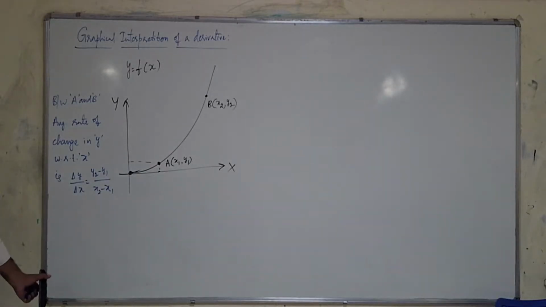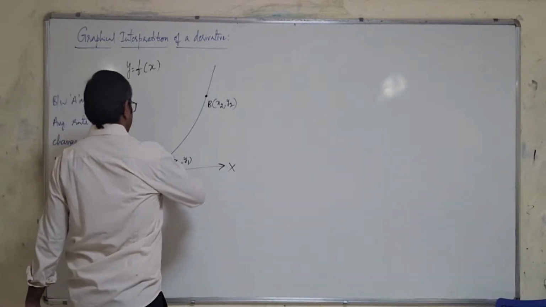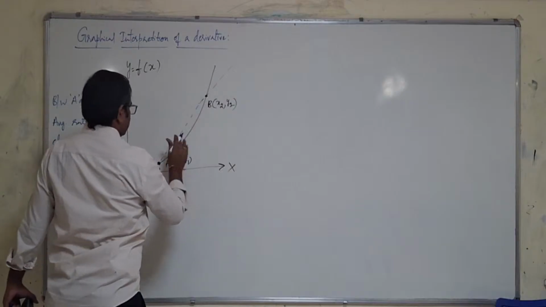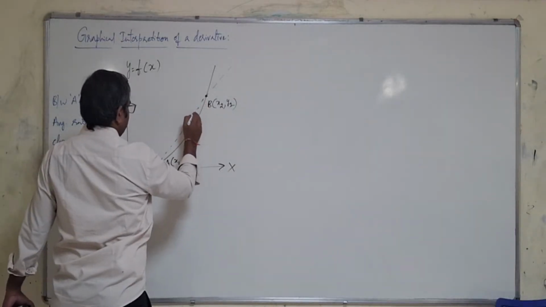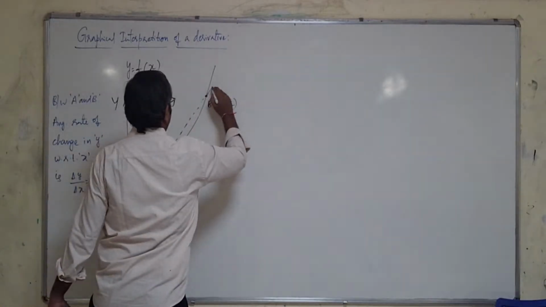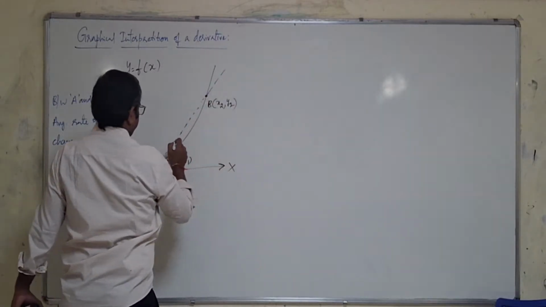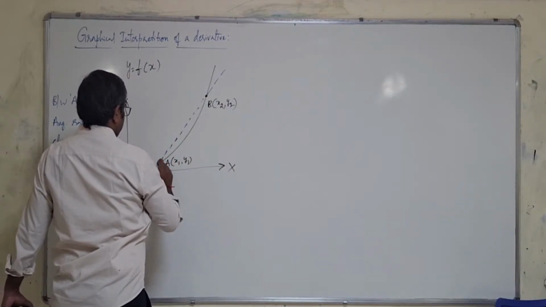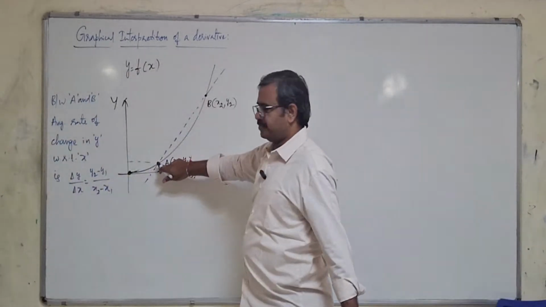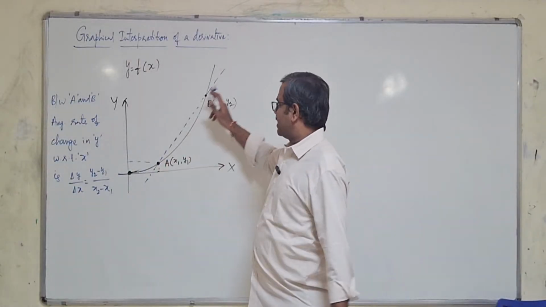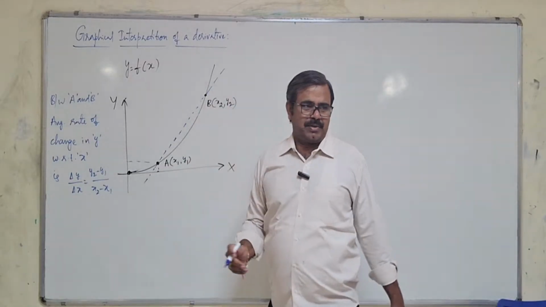You know this, right? Now, if I draw a straight line from A to B, on this straight line also, the change is from A to B. So the average rate of change on this straight line is also the same.